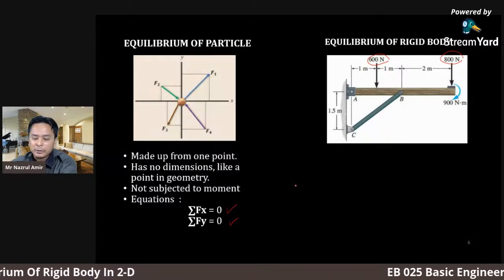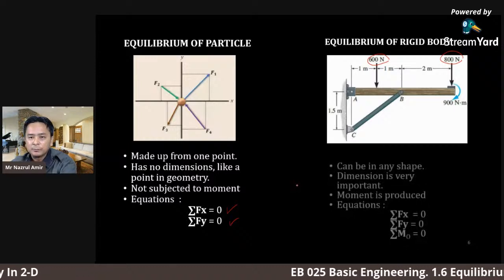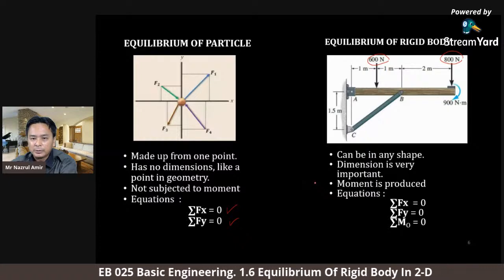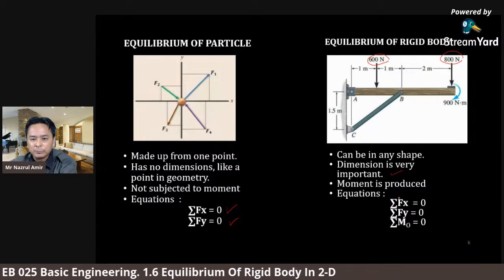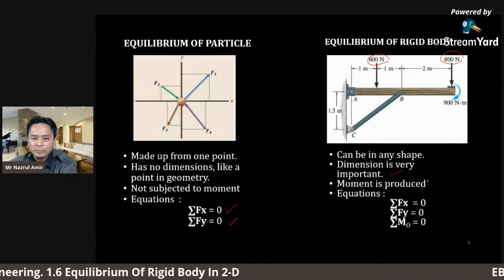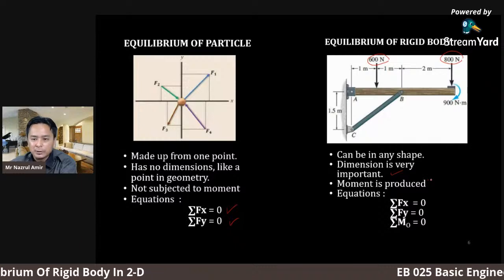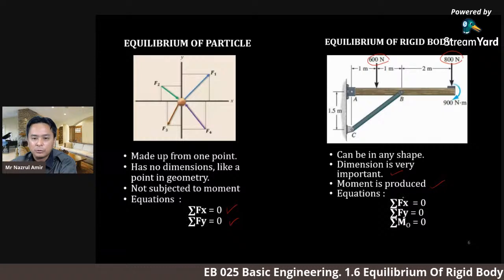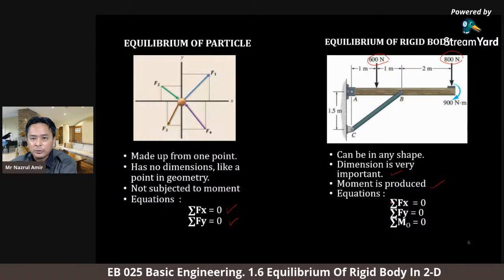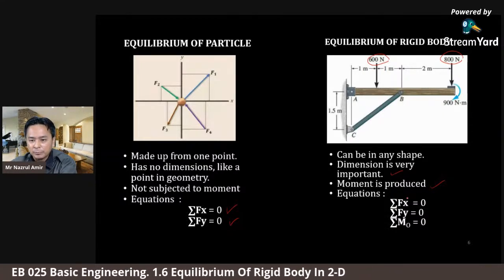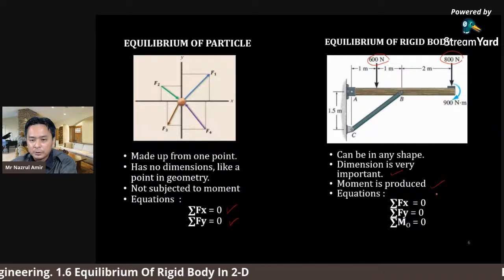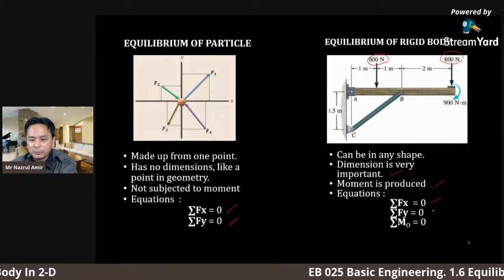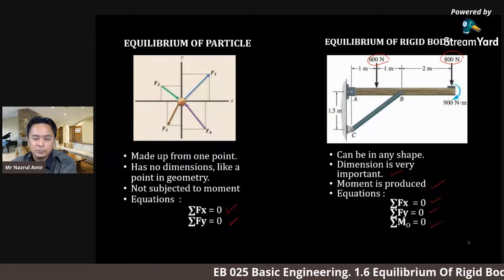Two equations. Compared to that, the equilibrium of a rigid body can be in any shape. And in a rigid body, dimension is very important. So when dimension is very important, we consider the length and so on, the size. Moment will be produced by the applied force. So moment is now produced, and the equations of equilibrium will add one more. It will be three equations of equilibrium: summation Fx equal to 0, summation Fy equal to 0, and summation moment equal to 0.